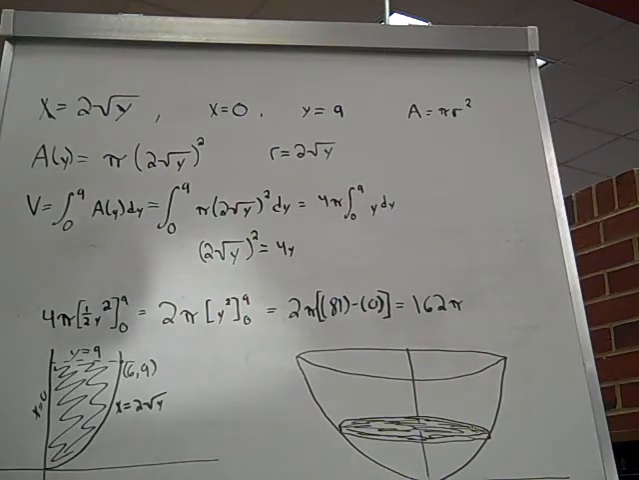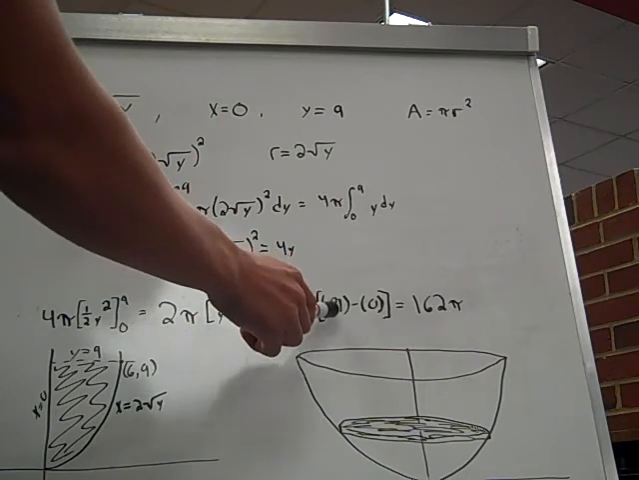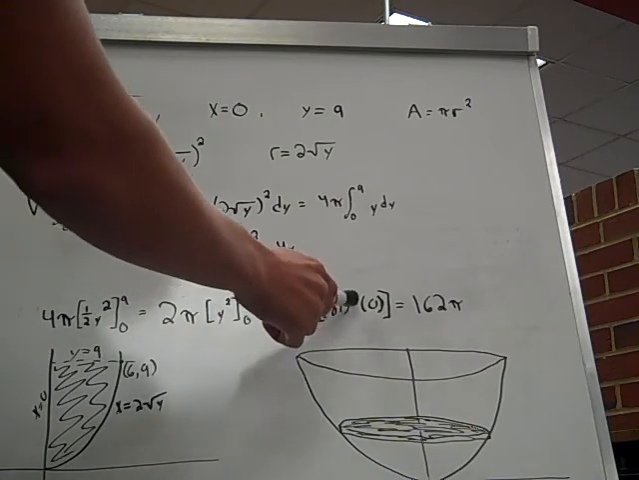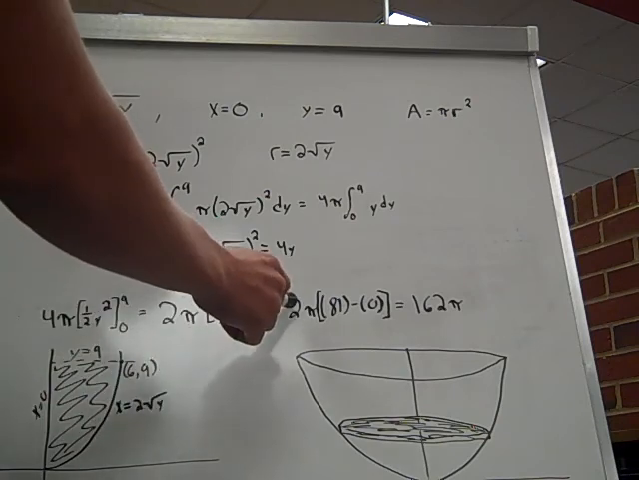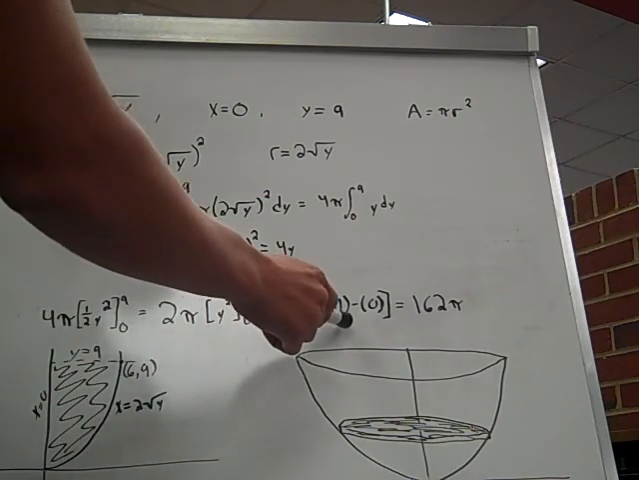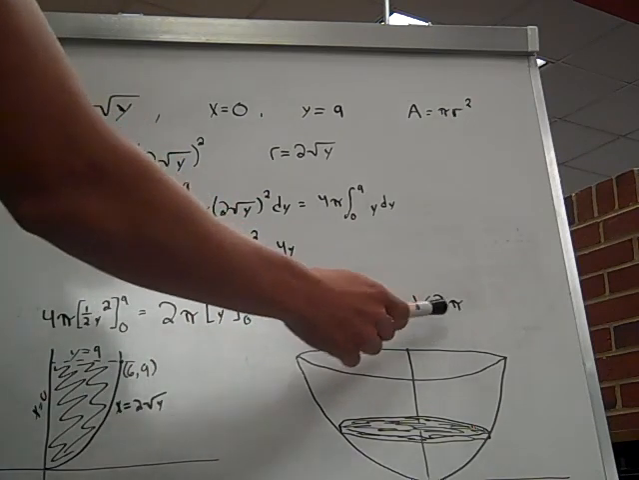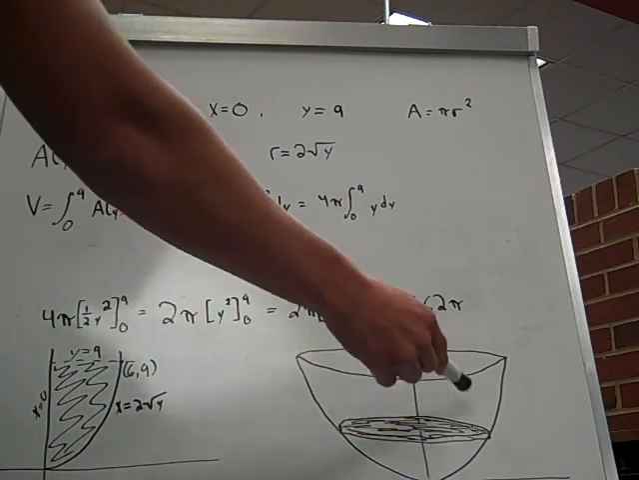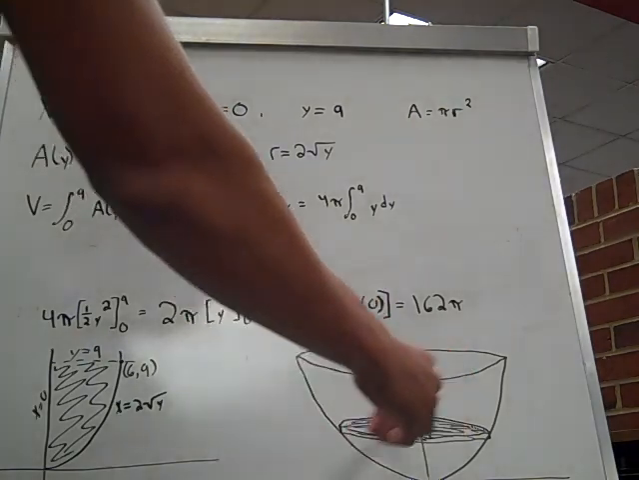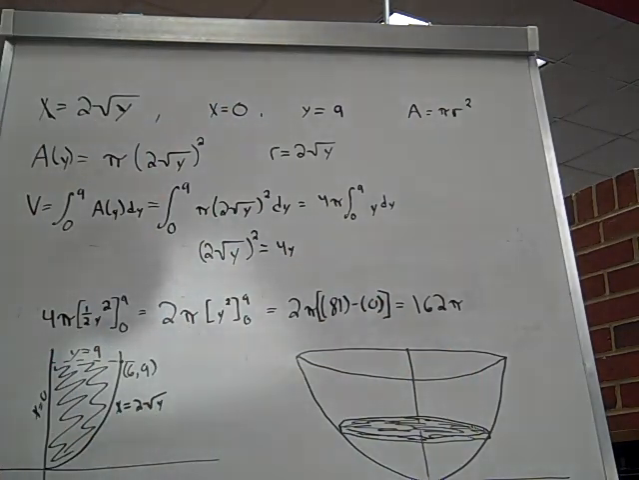If we take the definite integral from 0 to 9, you end up with 81, because 9 squared is 81, minus 0, because 0 squared is 0. So you end up with 2 pi times 81, and it is equal to 162 pi. This would be the object that you are creating, and the disk, a typical disk that you would see for it.